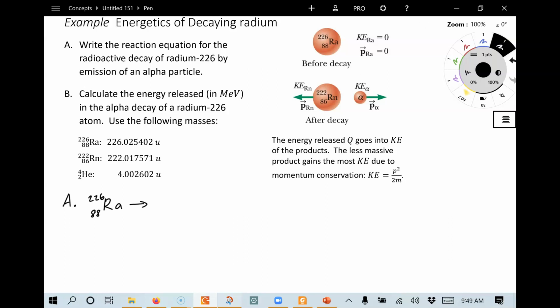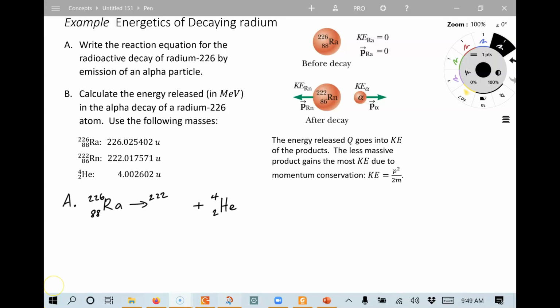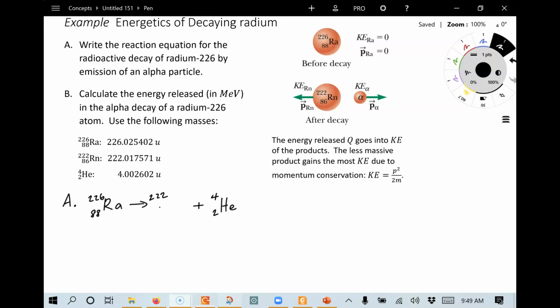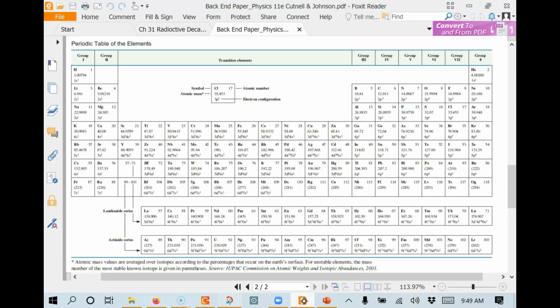And that's going to emit an alpha particle. So we're going to get a helium nucleus, and that is 2 protons, 2 neutrons, and so we need to balance these. This is going to be 226 minus 4, going to be 222. And balance the number of protons, the charge, 88 minus 2, going to give us 86. And let's identify what that particle is by looking at the periodic table. Radon, 86.